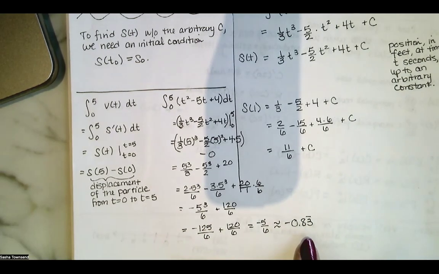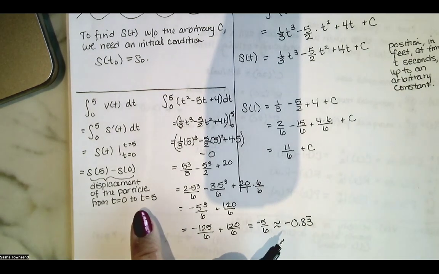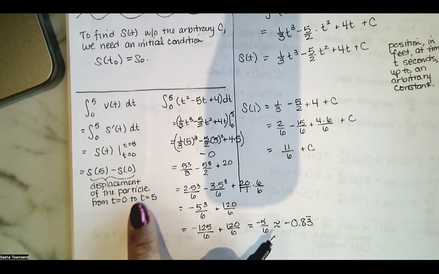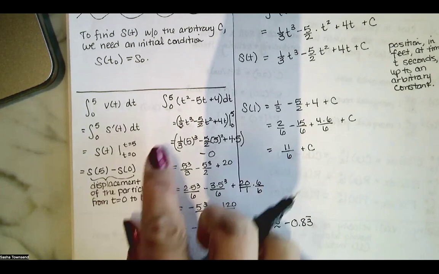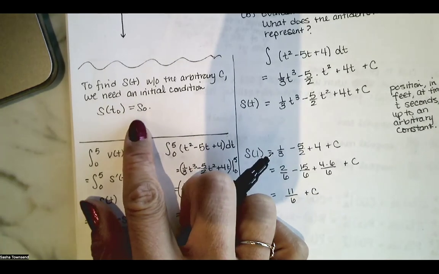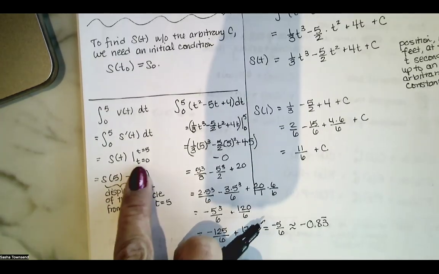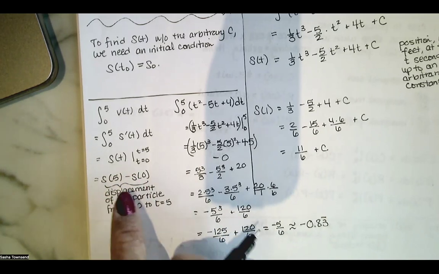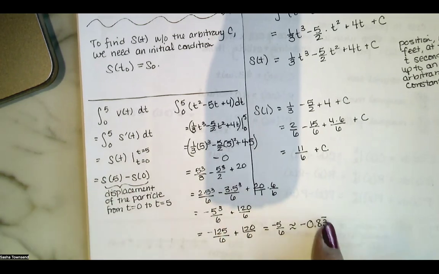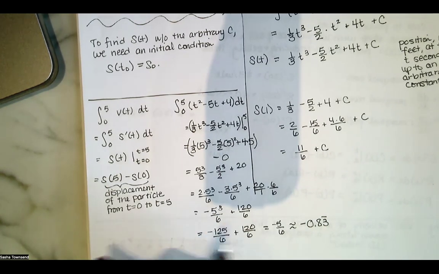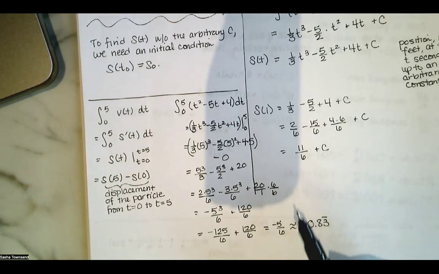And again, you're like, what does that number represent again? That's the displacement of the particle. So I don't know where the particle was at t equals 0 here. If we didn't have this information from before, we wouldn't actually know what this value is. But I do know that wherever my particle was at t equals 0, t equals 5 seconds later, it is negative 5/6 of a unit from wherever it was at t equals 0. So we moved from the right to the left by negative 5/6 of a unit.